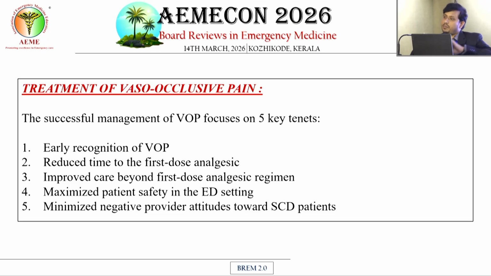Okay, so that is the prevention. For prevention, you have to use folic acid, penicillin as prophylactic antibiotics, and hydroxyurea has to be used as a key drug while you are preventing the complications of SCD.